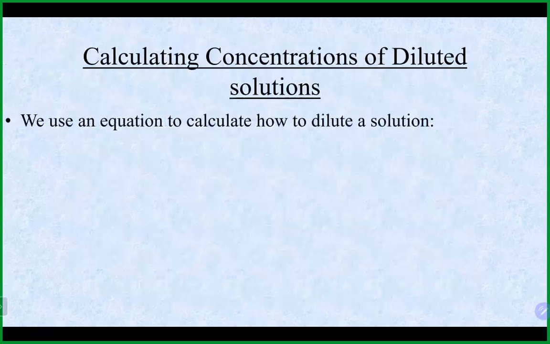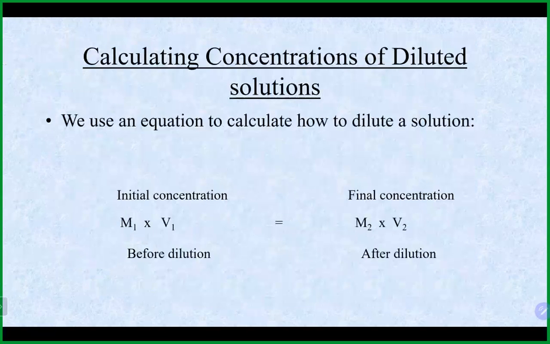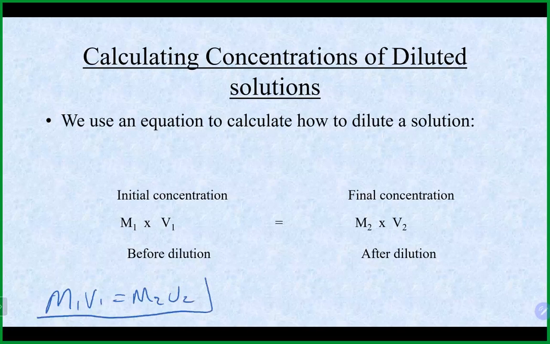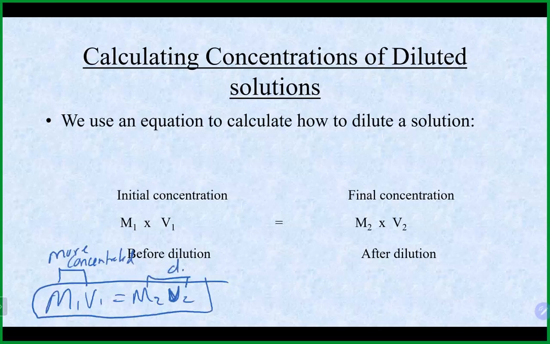So there is an equation that we use for dilution, and most people will use this equation. Personally, I do as well. That is M1V1 equals M2V2, and that is molarity times volume equals molarity times volume. Usually, and it doesn't always have to be this case, the ones are the more concentrated solution. The twos are usually the more dilute solution.